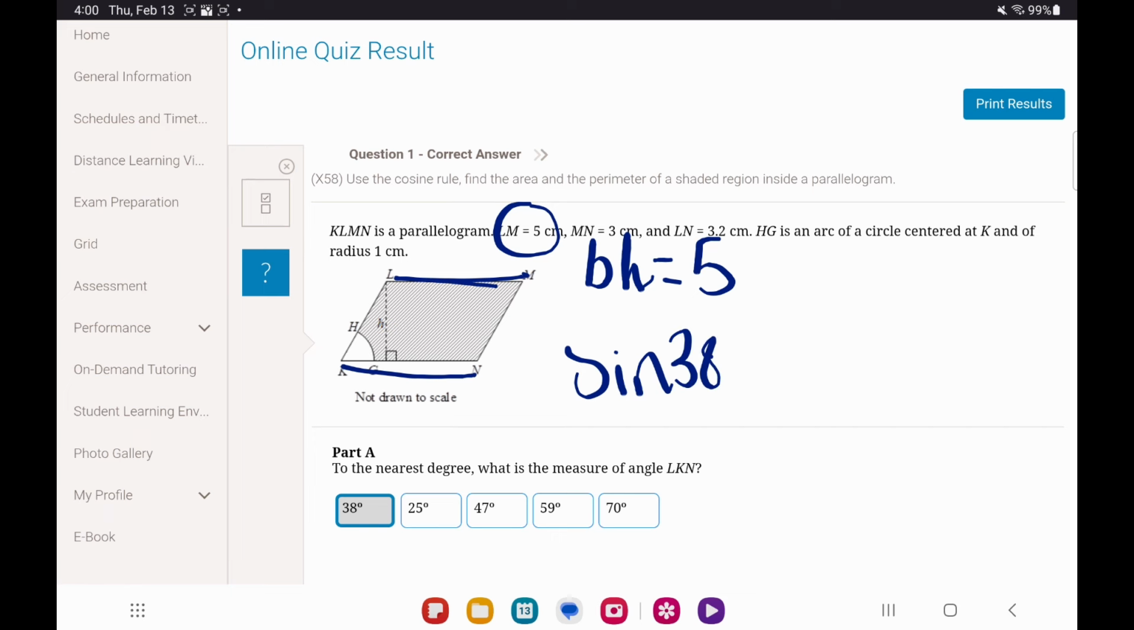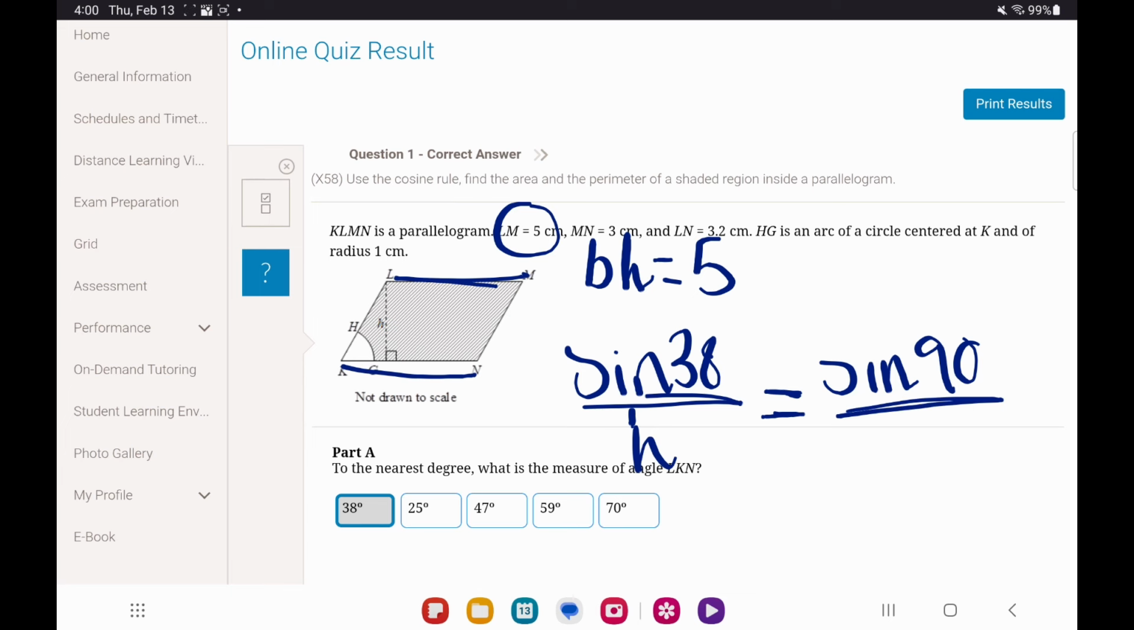Sine 38 over 38 over h equals... we have the angle here and we also have this side, so we can use that. So sine 90 over LK, which is the same value as MN, so 3. So let's do that on our calculator.